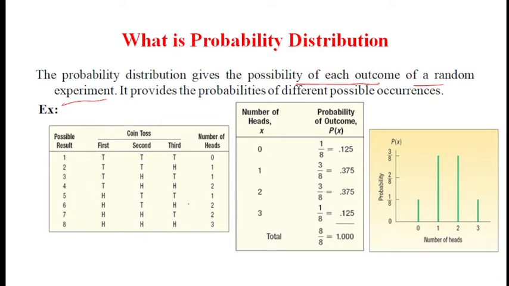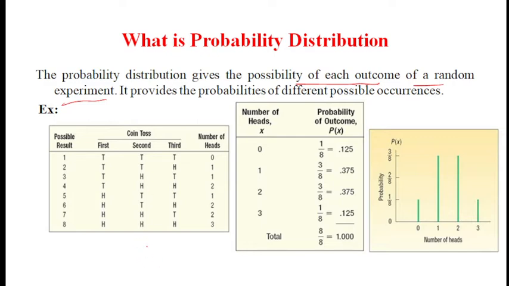Or else we can take another example, heads and tails. When you toss a coin 3 times, the possible outcomes may be 0 heads, 1 head, 2 heads or 3 heads. We can expect these possible outcomes. Probability distribution is completely about the possible outcomes from a random experiment.